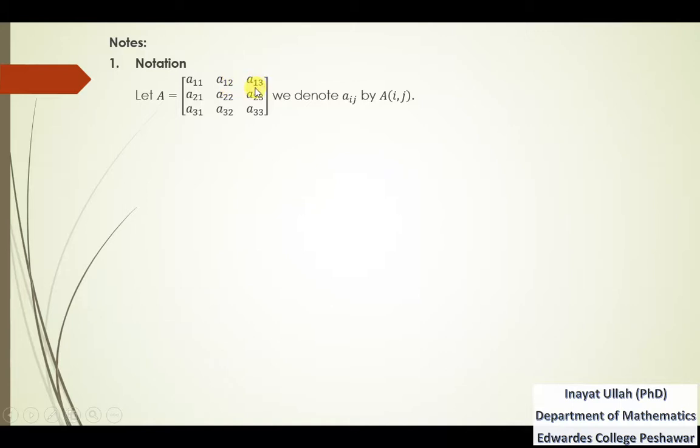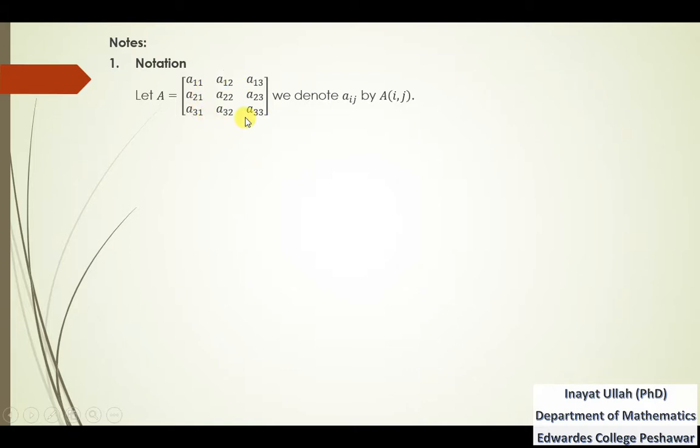Similarly here A13 is the entry which is in the first row and third column. And if you look at this A23, that is the entry which is in the second row and third column. Just look at this A32. A32 is the entry which is in the third row and second column.